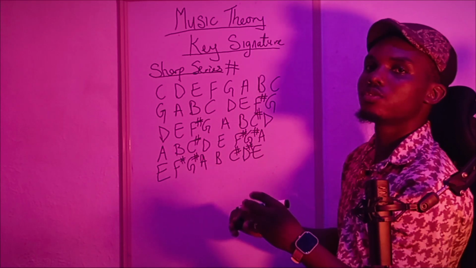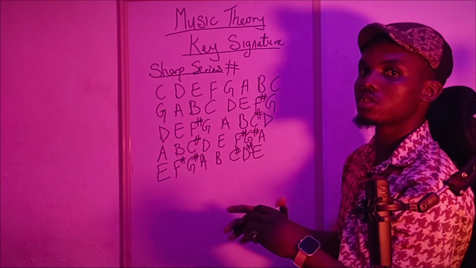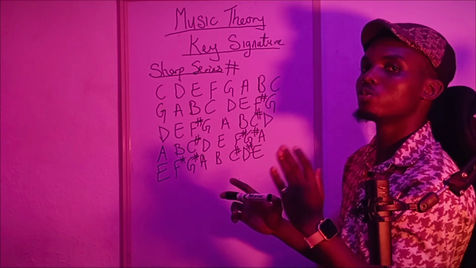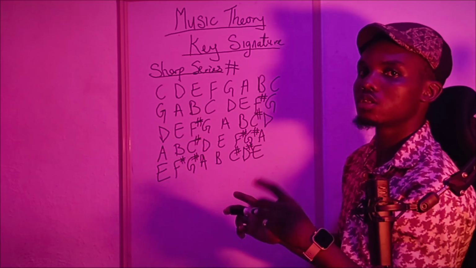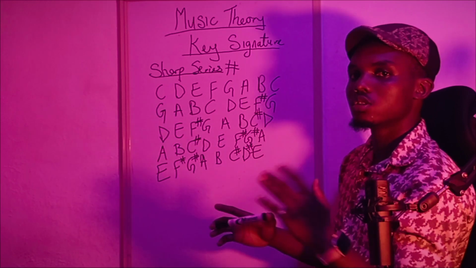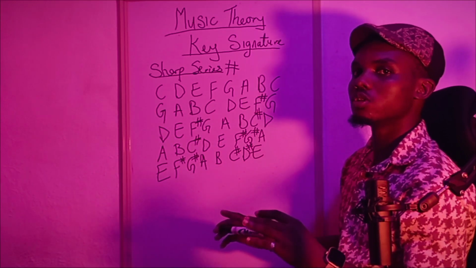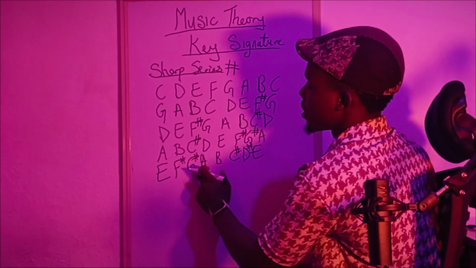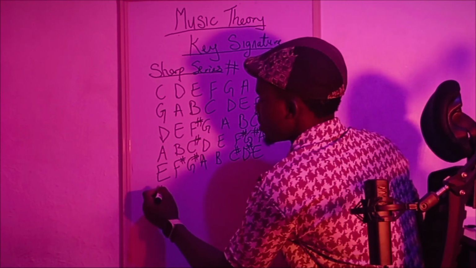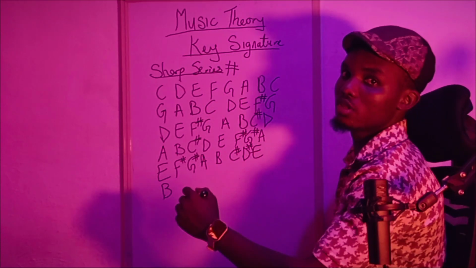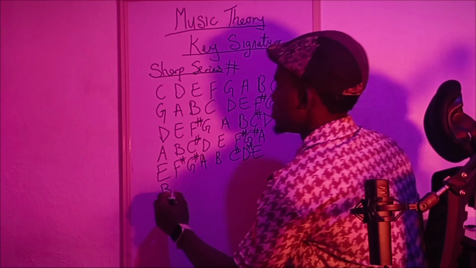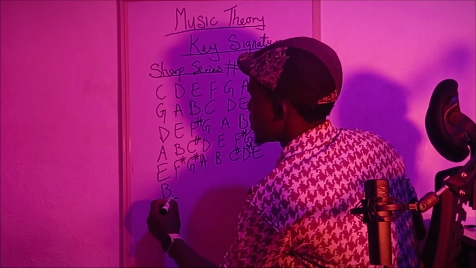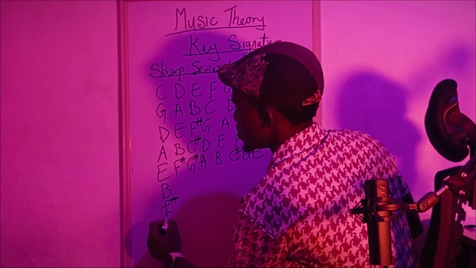And we have about 7 keys in the sharp series. So I want you to ensure that you have understood it. I want you to just write the remaining ones in the comment section. So the next key will be 1, 2, 3, 4, 5, B. And the key after B will be F sharp. And the key after F sharp will be C sharp.